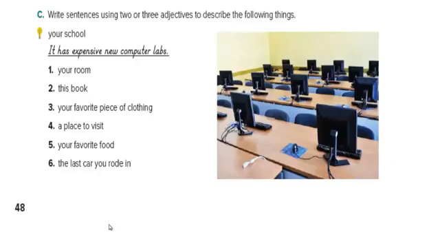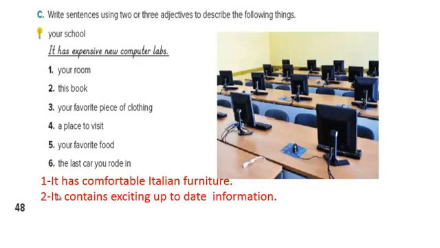Think of it. Try to think of these phrases. How can you describe such places, such things rather? Think it over. Well, here are some suggestions. It has comfortable Italian furniture, I mean the room. Number 2, this book, it contains exciting, up-to-date information. So we are talking about the information in the book. It has or it contains exciting, up-to-date information.